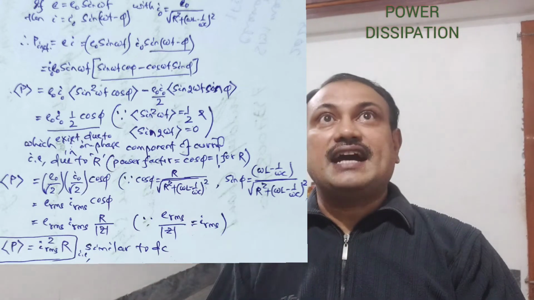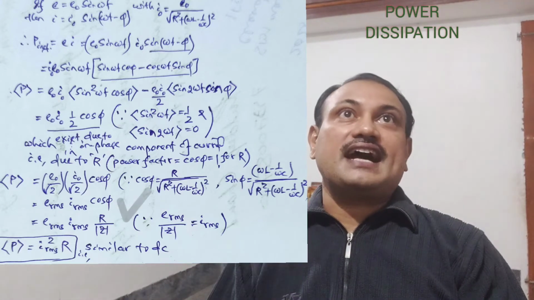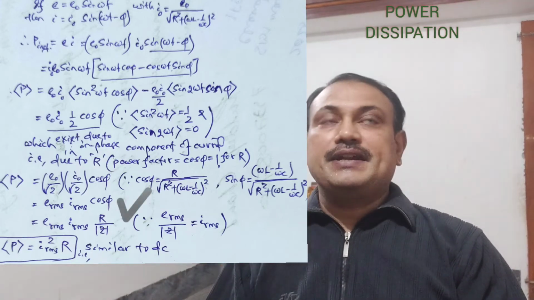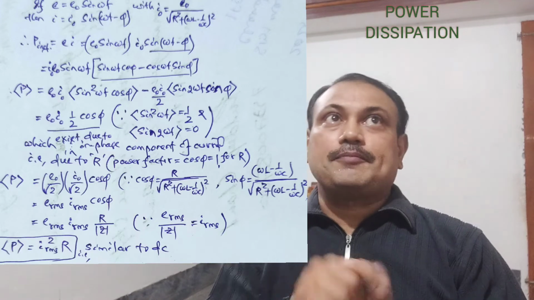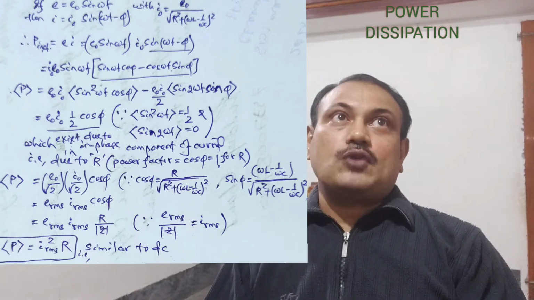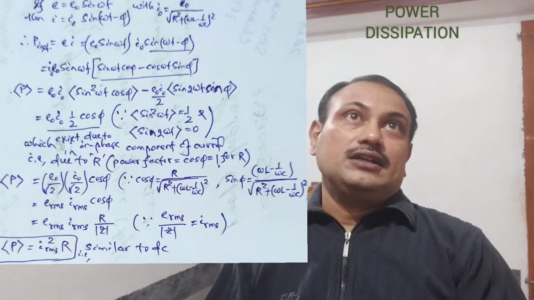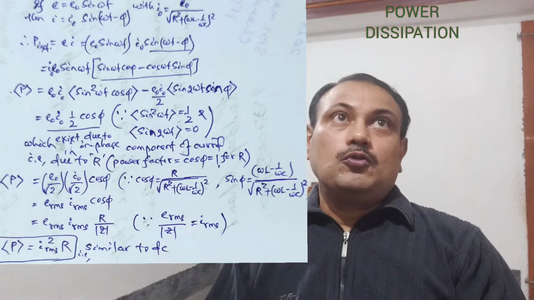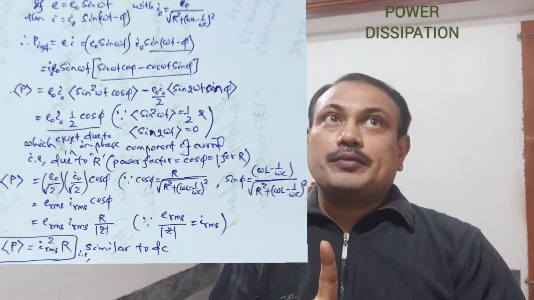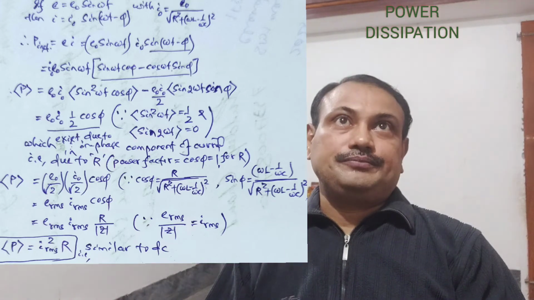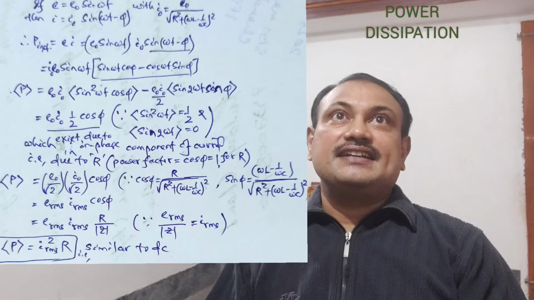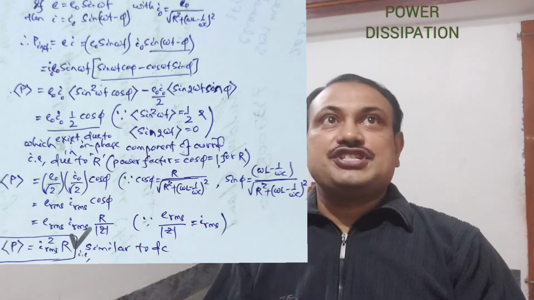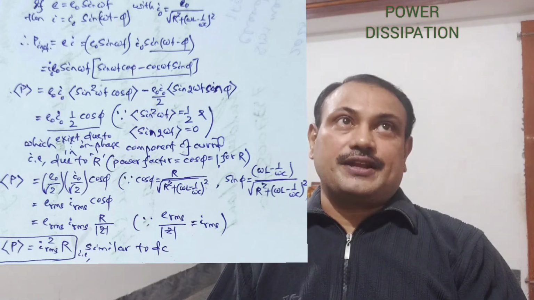P average can also be written as E RMS and I RMS times R by Z mod, where Z mod is the impedance of the circuit, which can be written as square root of R square plus within bracket omega L minus 1 by omega C whole square, and cos theta is equal to R by Z mod, and sin theta is equal to within bracket omega L minus 1 upon omega C whole upon Z mod. So we can write that the average power is equal to I RMS square times R, which is similar to the power dissipation in the DC circuit.